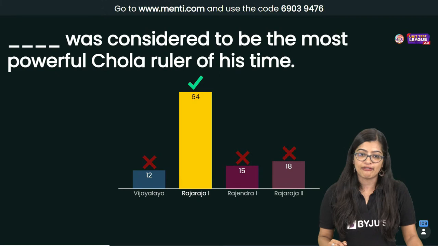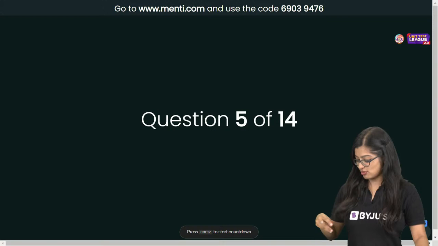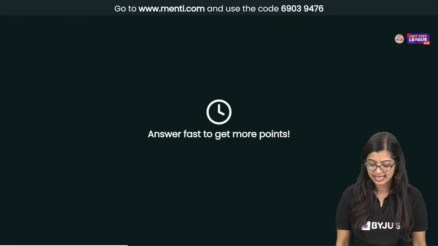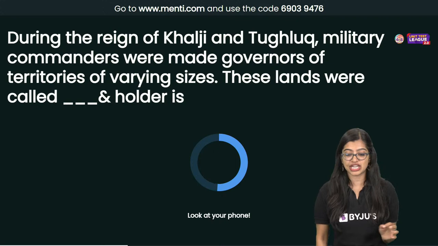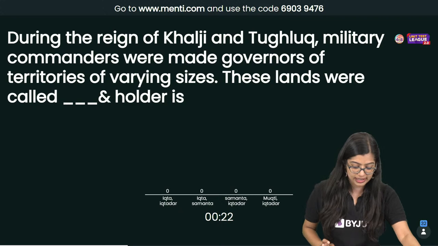Now moving on to question number 5, right? Some of you would have watched the movie also, I'm sure. Okay, question number 5, everybody, quickly on your screens, yes? Let's have a look. During the reign of Khalji and Tughlaq, military commanders were made governors of territories of various sizes. These lands were called Dash, and the person who held this land was called Dash. What is the answer to this?